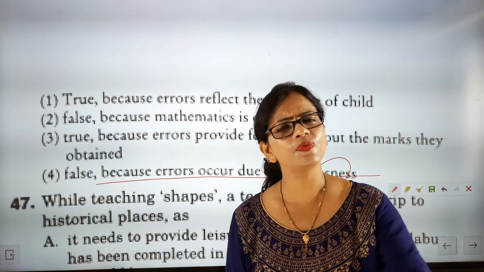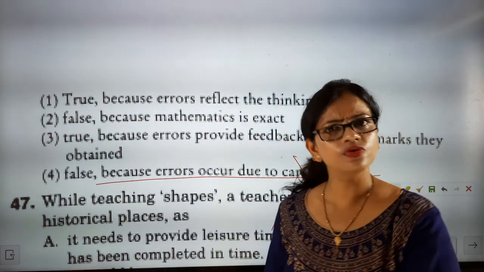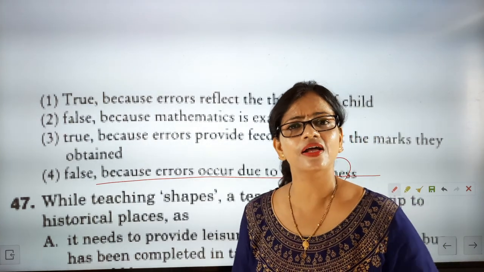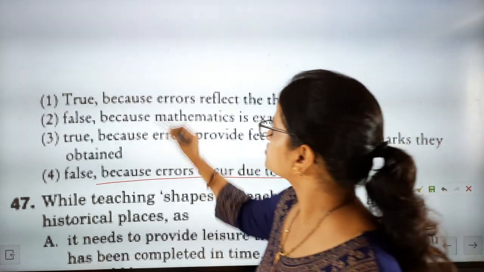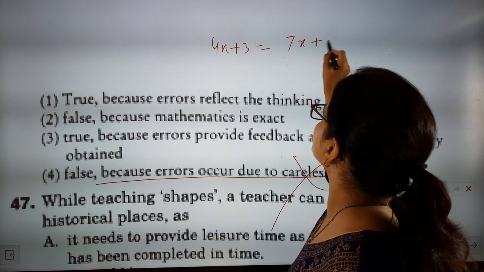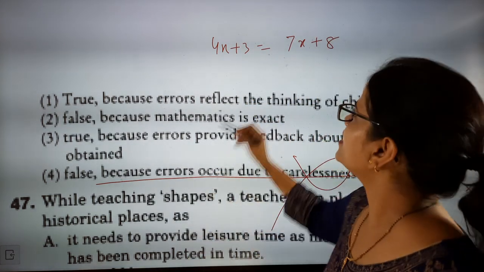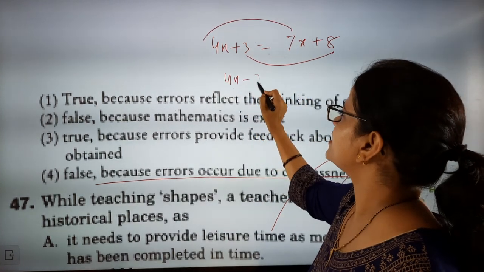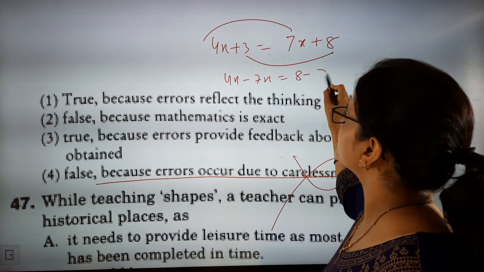Sometimes a very careful person solving a question can also make an error. That does not mean that error can be made by anyone. So here, see, 4x plus 3 equal to 7x plus 8 is there. Now the child is very carefully shifting this one and this one. So 4x minus 7x equal to 8 minus 3 will be there.